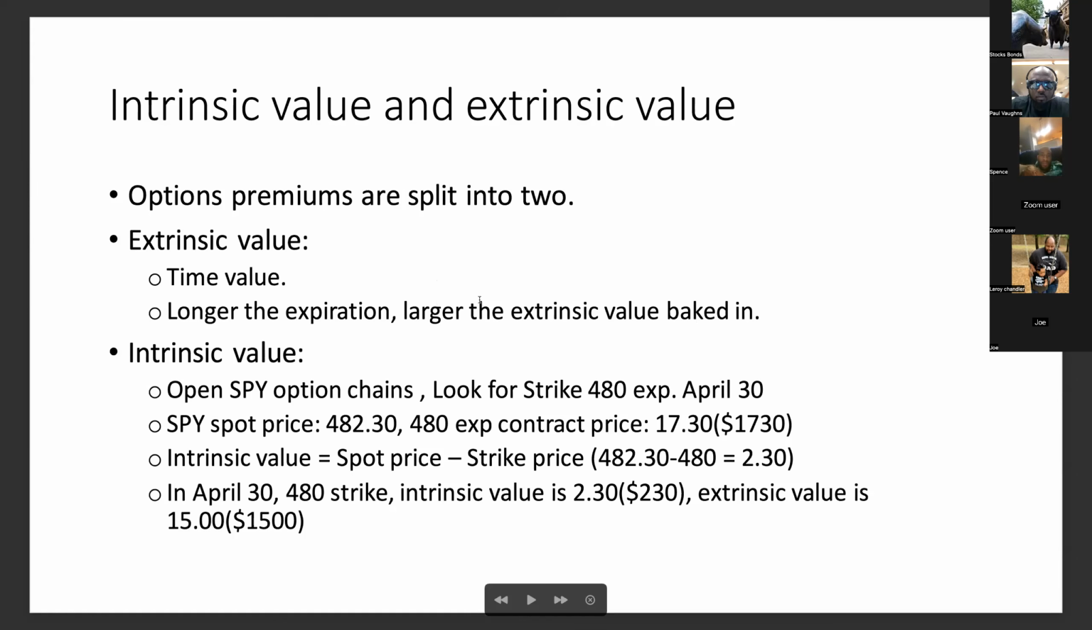Now all these are fine, and we need to talk about the important stuff. This is where we're going to go over what intrinsic value is and what extrinsic value is, and we're going to cover the basics of option Greeks. If you open your option chains, you're going to see the 480 calls have their own price, the 481 calls have their own price, the 482 calls a different price. Every strike price has a price tag of its own. Those prices are split into two different categories. One is intrinsic value, the other one is extrinsic value.